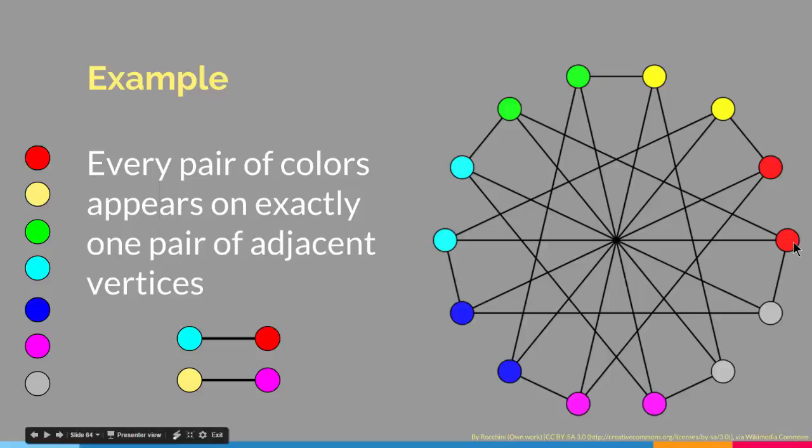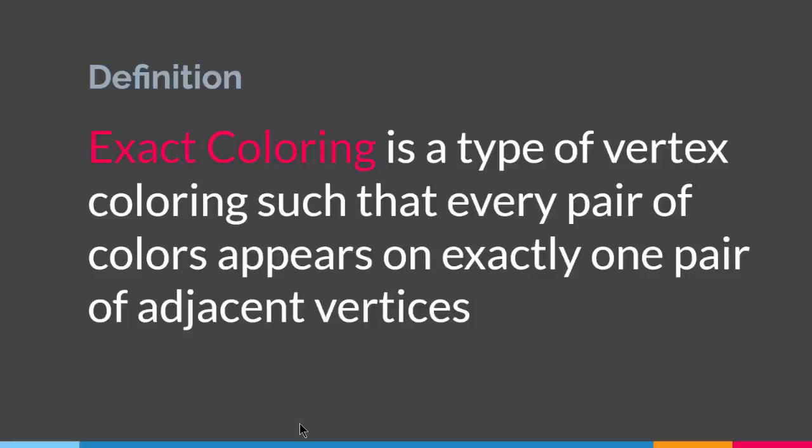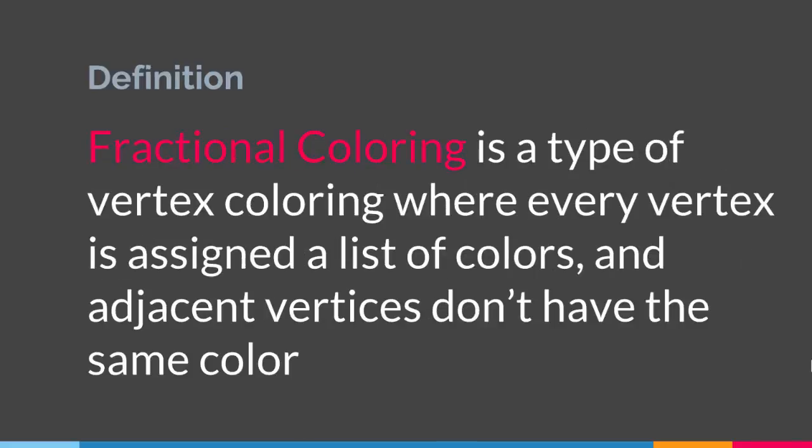So for example, this red is connected to the green, it is connected to the baby blue, and it is connected to gray, and the other red is connected to the rest of the colors, which is yellow, dark blue, and purple. So in exact coloring, every independent set is connected to the rest of the independent sets with exactly one edge, and that is basically exact coloring. So exact coloring is a type of vertex coloring such that every pair of colors appear on exactly one pair of adjacent vertices. Another type of coloring that we have is called fractional coloring.